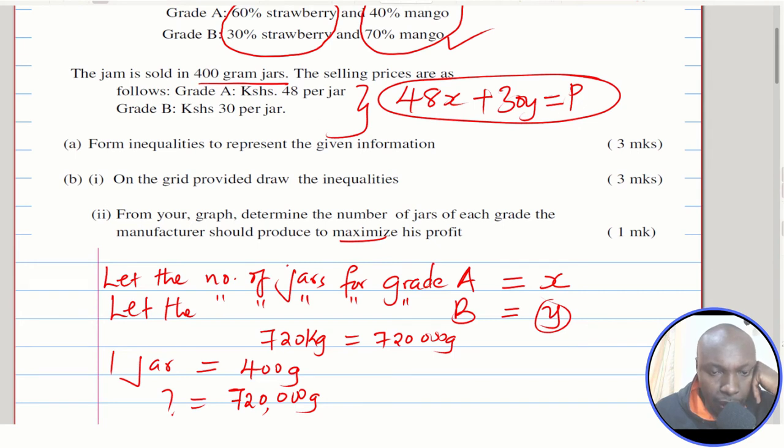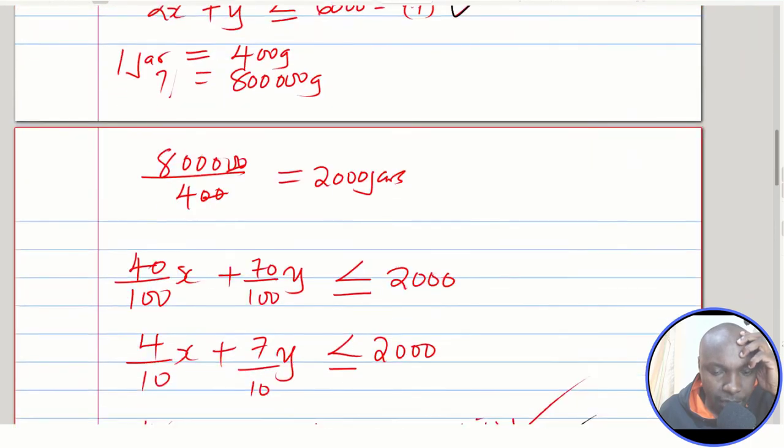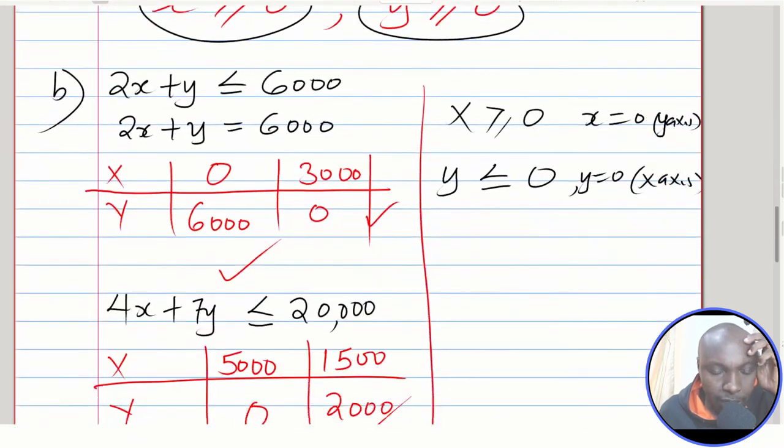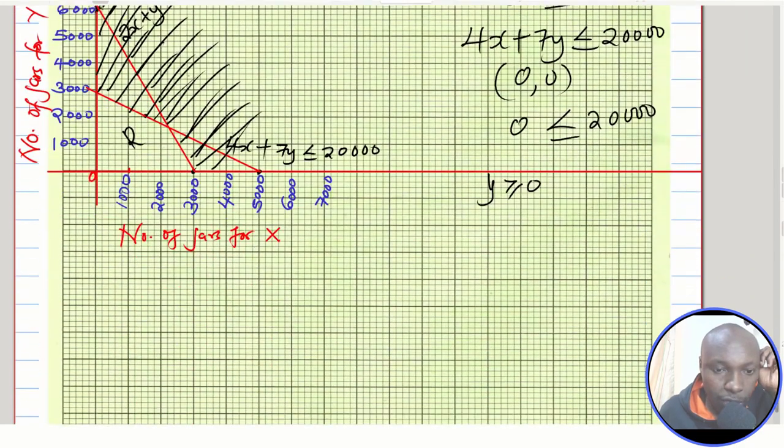We got it from the selling prices, 48 per jar for grade A, so that you got 48x, and 30 per jar for grade B, that is 30y. Now, to maximize the profit, this is what you do. You can use several methods. You can use the sliding line, or you can use the inspection method.